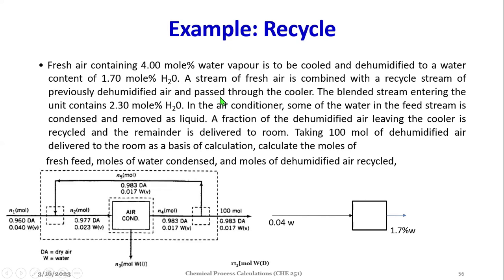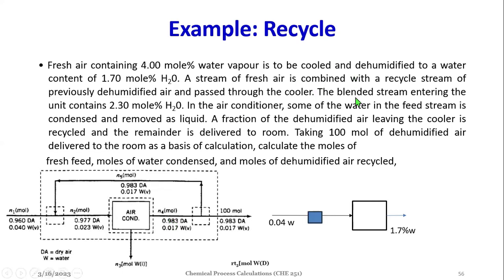Now we are being told that we want to dehumidify the air. So we want to remove some water. And when we remove the water, we want the outlet to contain 1.7 mole percent water. So what is going to come out is 1.7%. So 1.7 divided by 100 will give us the 0.017 we see down here. And then the rest of it is going to be dry air. So that's going to be the 98.3%. That's what we see over here.